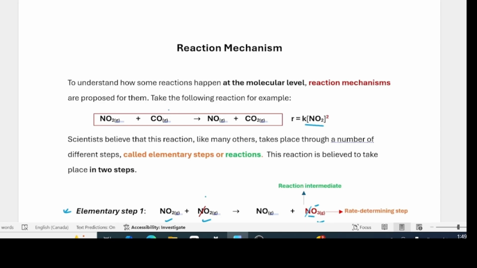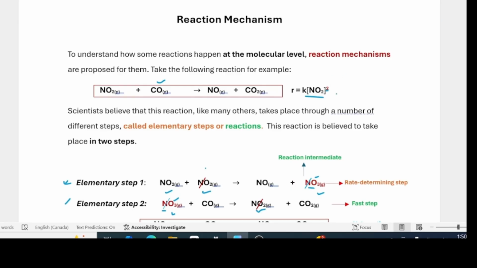But it does not feature any carbon monoxide. That means any change in carbon monoxide concentration does not affect the rate of the reaction. As such, we say that it has a rate order of 0. But look, the rate law expression has NO2 to an exponent of 2. That means doubling the concentration of nitrogen dioxide quadruples the rate of the reaction. So hold that for now.